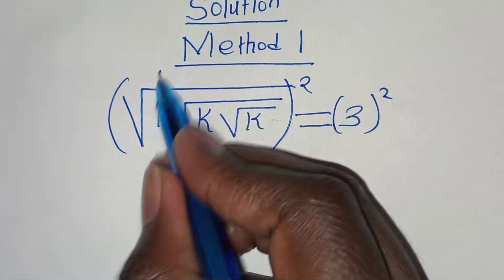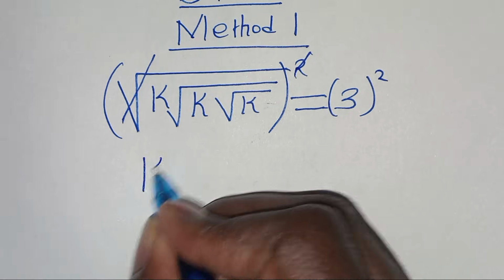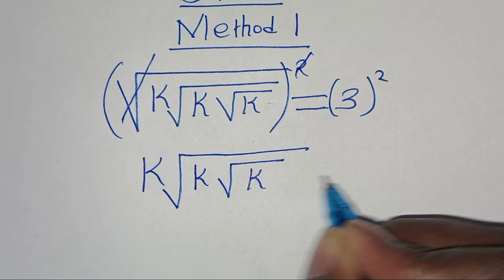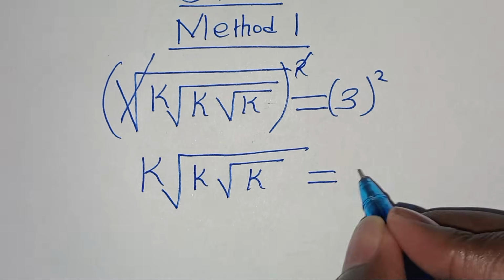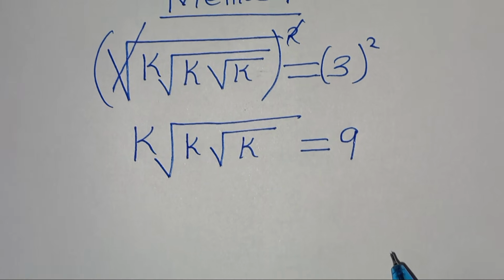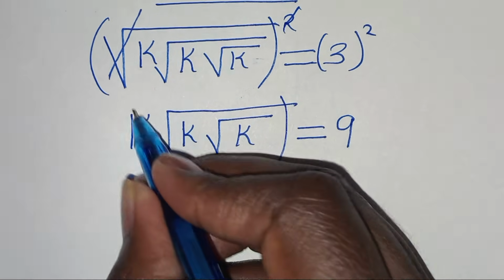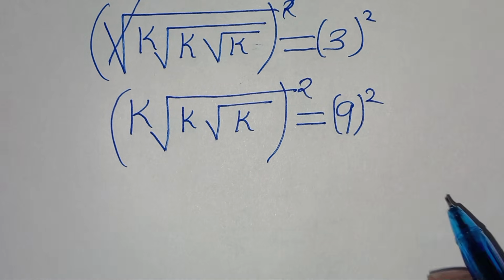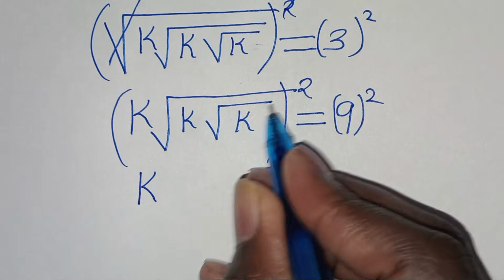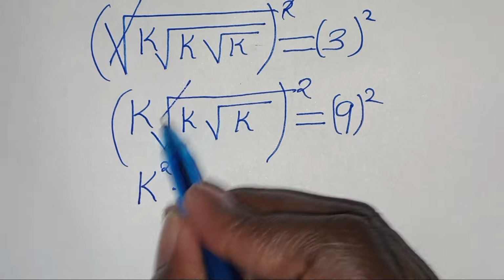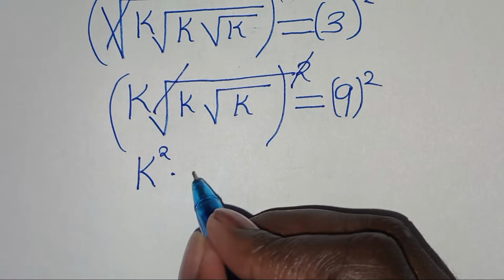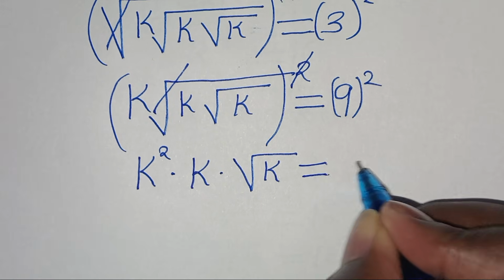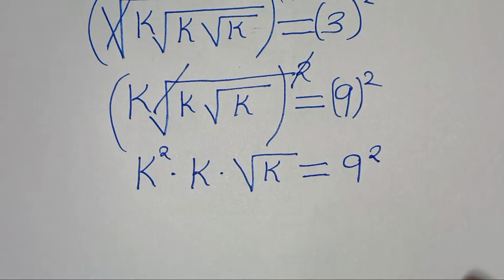so that now we eliminate the first square root sign, so that we have k multiplied by the square root of k multiplied by the square root of k. This is equal to 3 squared, which is equal to 9. The next step is to square both sides again, so that now we have k to the power of 2 multiplied by, let's eliminate the second square root sign, so times k, then times the square root of k. This is equal to 9 to the power of 2.